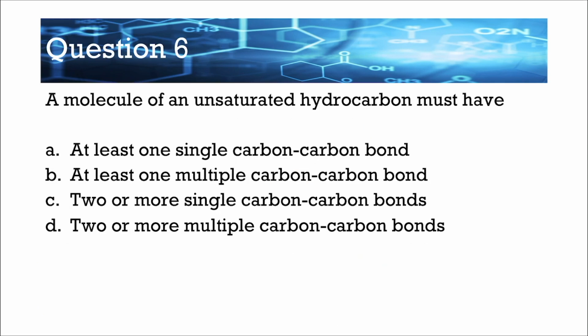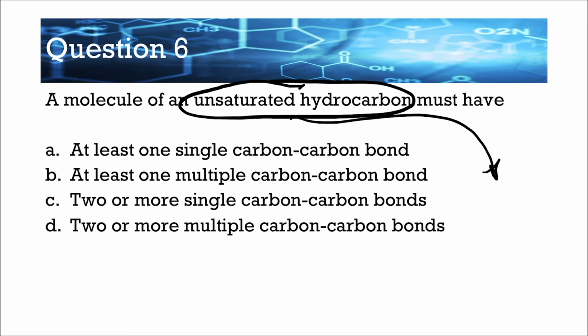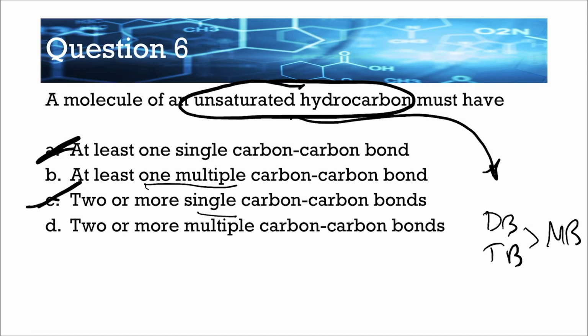Okay. Number 6, an unsaturated hydrocarbon. Remember, unsaturated, again, you want a double bond or a triple bond. And together, those are multiple bonds. So we don't want single bond, we don't want single bond. So that means A and C are garbage. And then when we're stuck between B and D, you only need at least one double bond or one triple bond. Instead of saying double or triple, they just use multiple bonds, which is the same thing. So that is B.